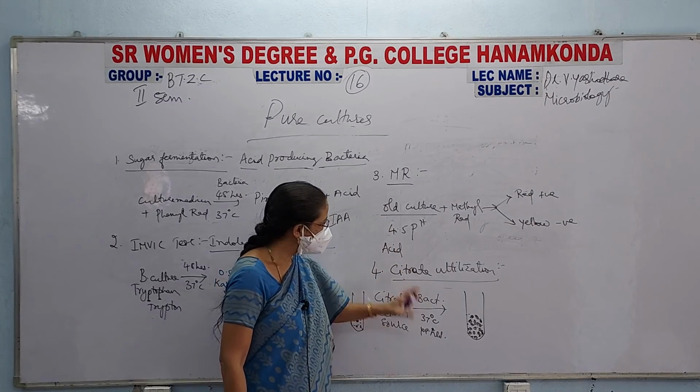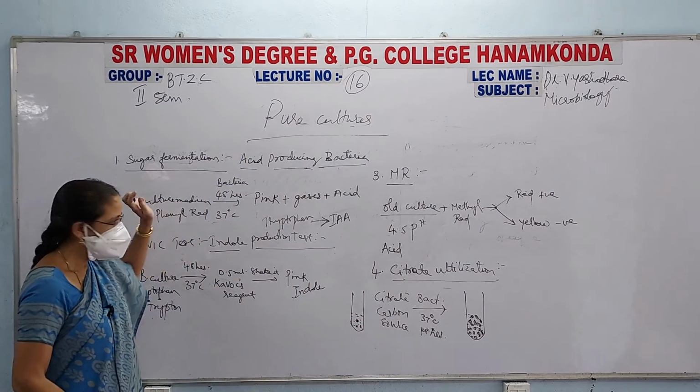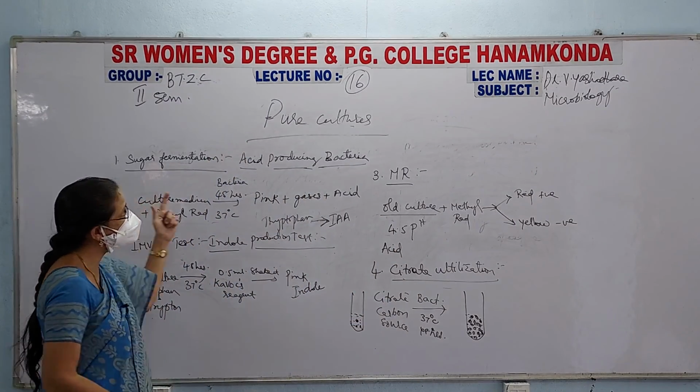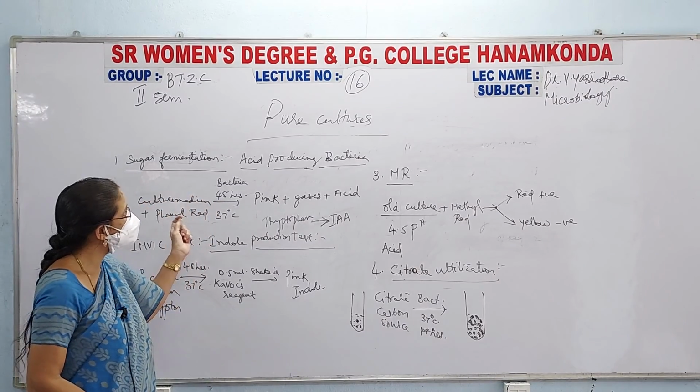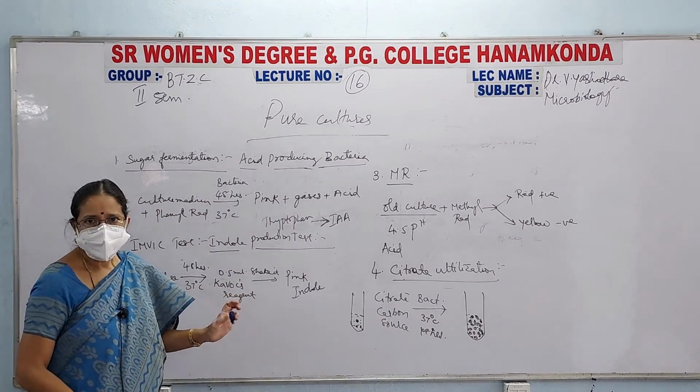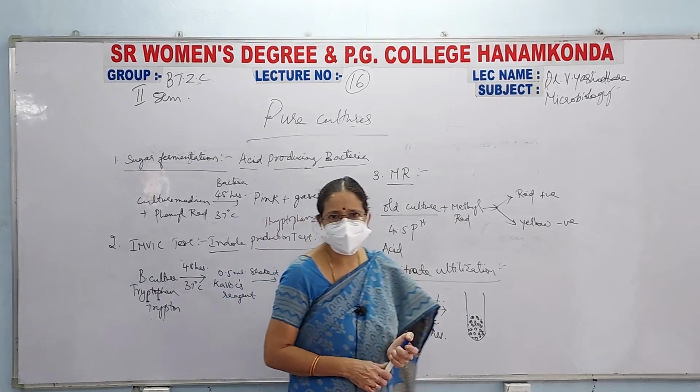So, this is the fourth test of your pure cultures. With this we have completed the characteristics of a pure culture. In the next class we are going to see the sterilization techniques.